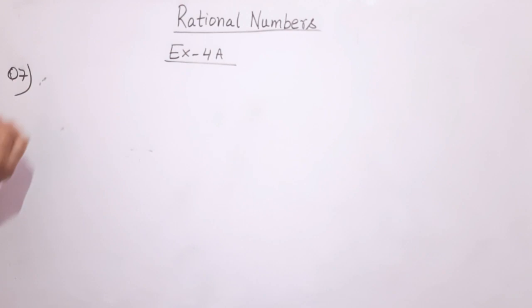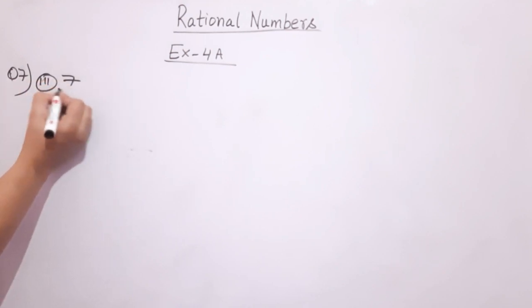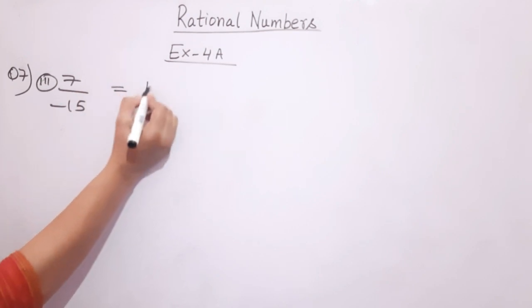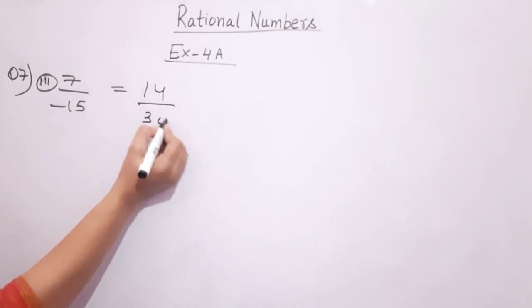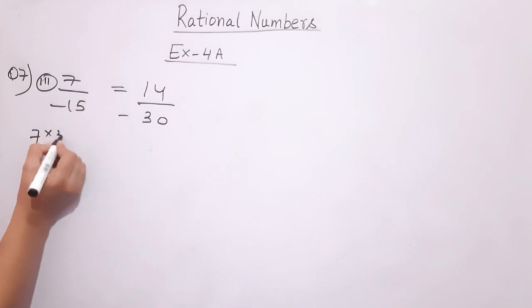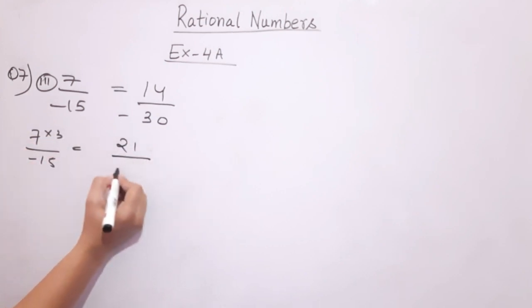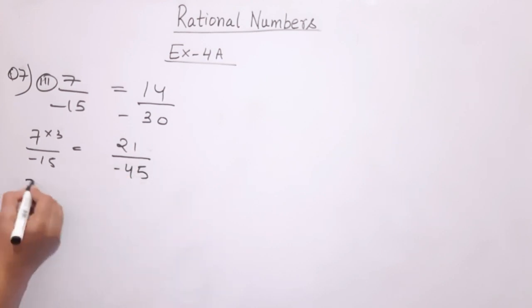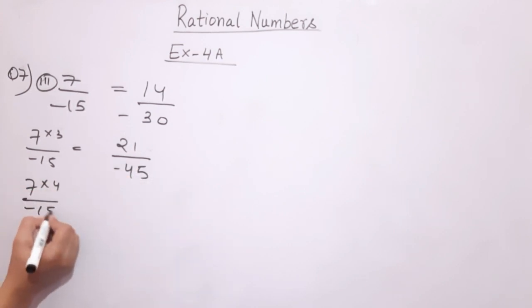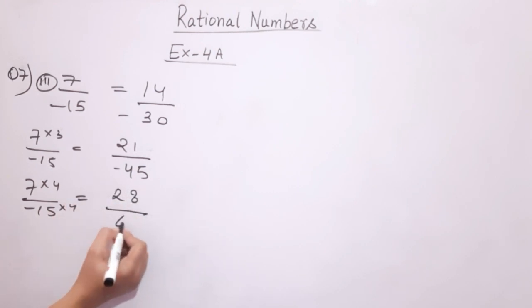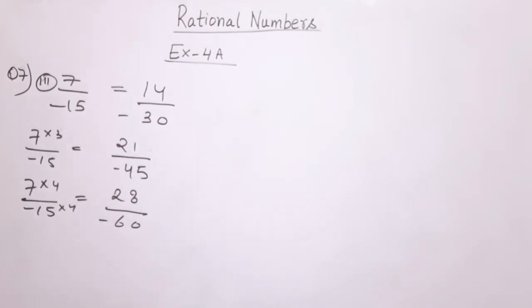So the third option is 7 upon minus 15. So first we are going to multiply it by 2. So it will be 14 upon minus 30. Now you are going to multiply it by 3. So it will be 21 upon minus 45. Then you are going to multiply it by 4. It will be 28 upon minus 60. Okay, now you have to multiply it by 5.